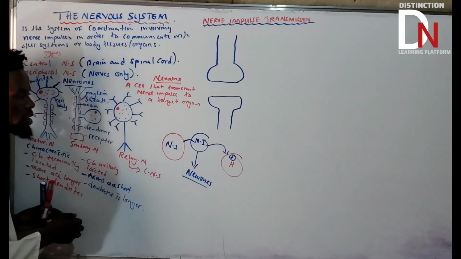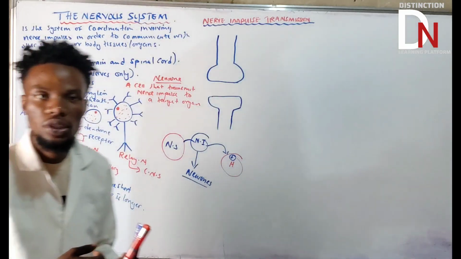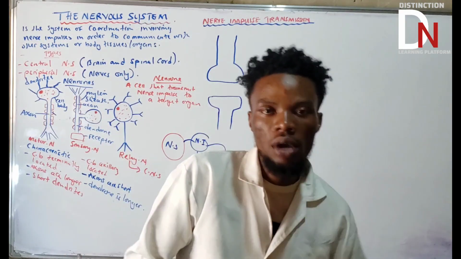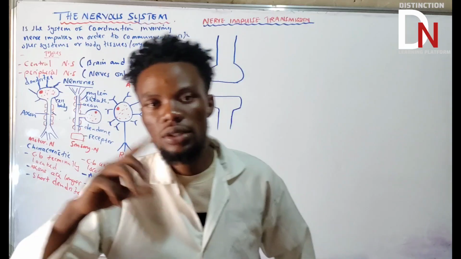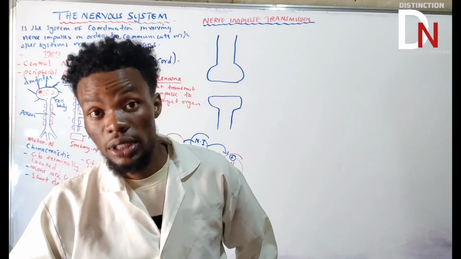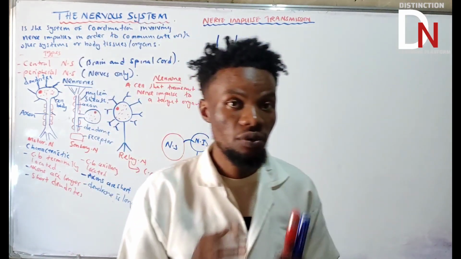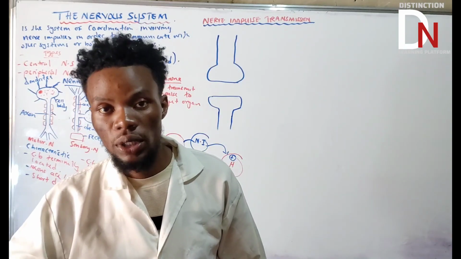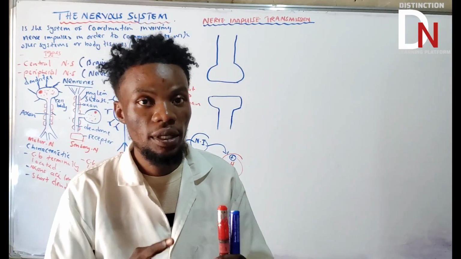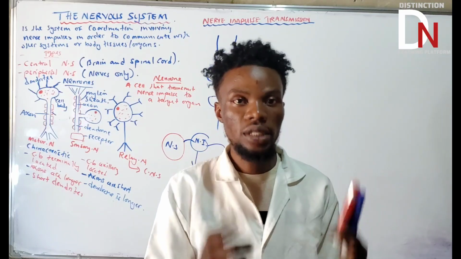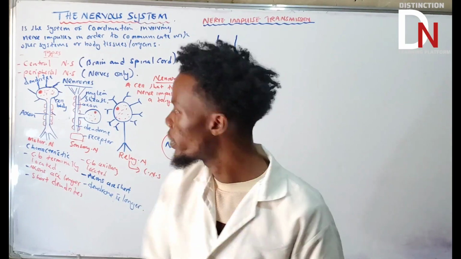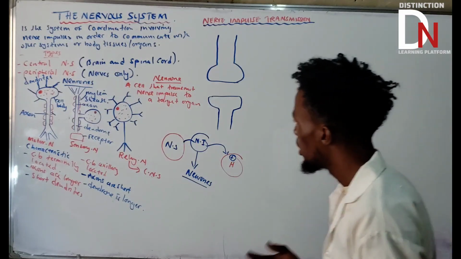A relay neuron is the one that's going to exchange information. It gets information from the sensory neuron and transmits it to the motor neuron. This is happening in the central nervous system. The central nervous system comprises the brain and spinal cord. Don't forget about that.